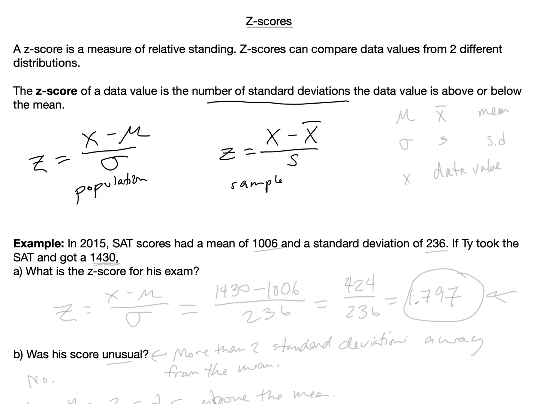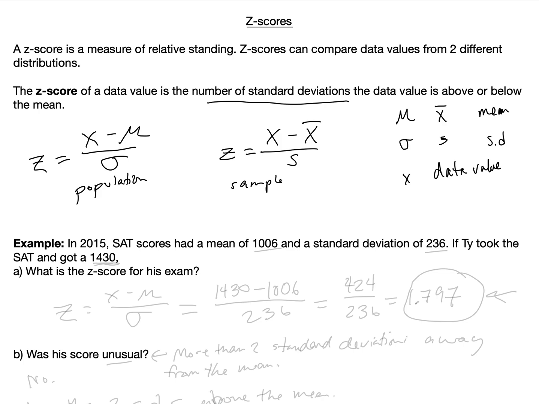So remember that the mean can be given by mu or x bar. That's the mean, depending on whether we're talking about a population or a sample. And the standard deviation can be given by sigma or by s. That's the standard deviation. And little x is always our data value. So the number of standard deviations above or below the mean.